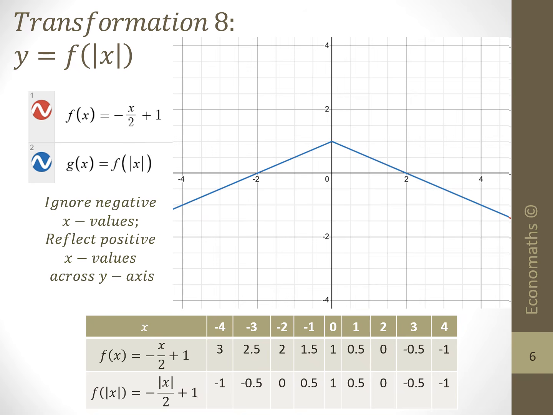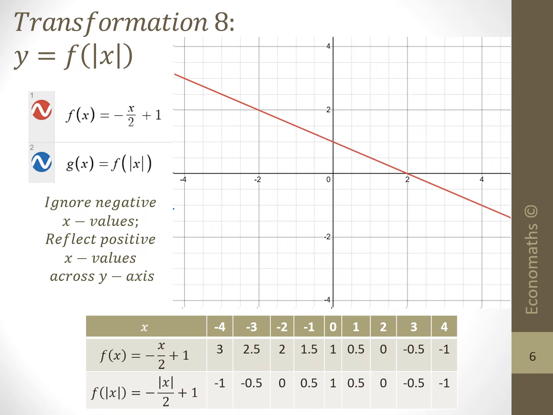And when the x values are negative, we ignore the previous part of the graph where the x values were negative. And what we actually need to do is reflect the positive x values, the part of the original graph where the x values were positive. We need to reflect that part across the y-axis.